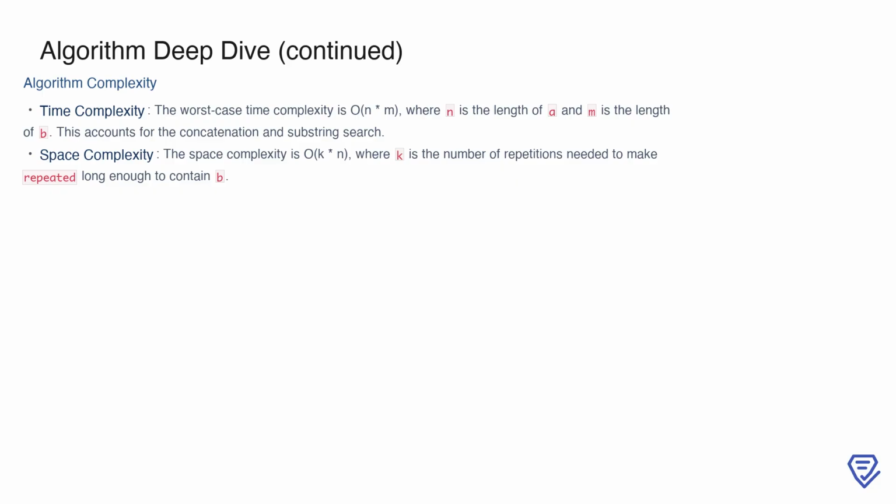The space complexity is O(k*n), where k represents the number of repetitions required to make the repeated string long enough to potentially contain B. This space is needed to store the concatenated version of A. By balancing efficient operations with proactive edge case handling, the algorithm achieves a good trade-off between time and space complexity, ensuring it is practical for a wide range of input sizes.